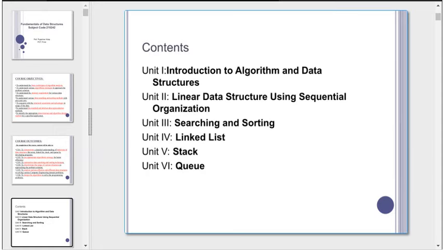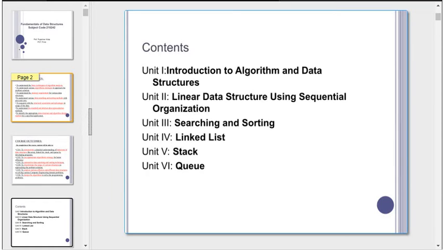In this way, the syllabus is divided into 6 units. All the 6 units are going to deal with only linear data structures such as arrays, linked lists, stacks and queues. Along with that, we are going to deal with the various searching and sorting techniques.